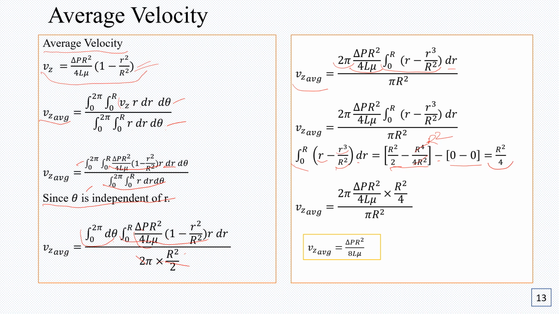And when we substitute this value in place of this integral, we come to know that Vz average is equal to 2π multiplied by ΔP R² divided by 4Lμ multiplied by R² divided by 4, whole divided by πR². So we can cancel this R² with this R², the 2 from 4 becomes 2, and this π with this π, and finally we get the expression that Vz average, the velocity of the fluid inside the pipe, is equal to ΔP R² divided by 8Lμ, where L is the length of the pipe and μ is the viscosity of the fluid. So it is the required expression for the average velocity of fluid inside the pipe.